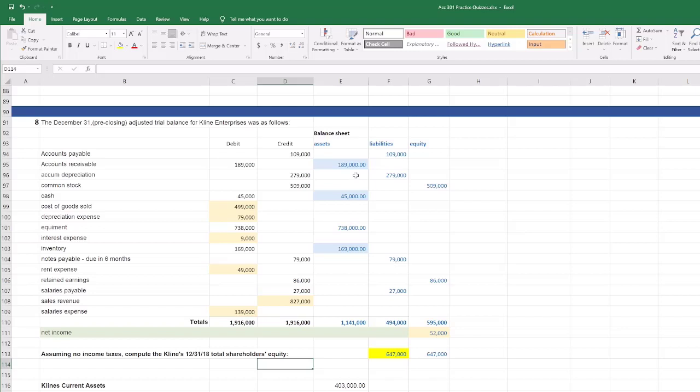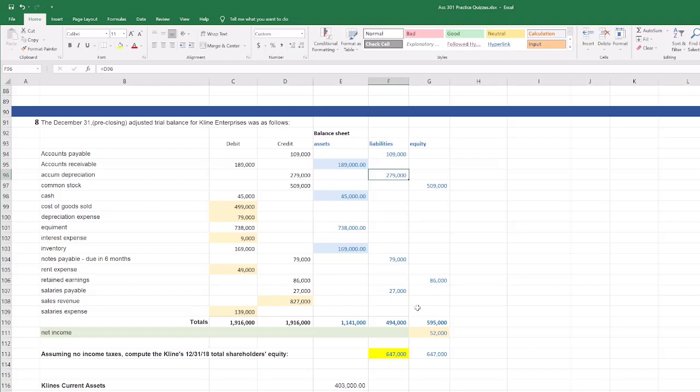Okay, so what's the shareholders' equity? We have accounts receivable, an asset. We have cash as an asset. We have equipment as an asset. We have inventory. That all totals $1,141,000. And then we have accounts payable as a liability. We have accumulated depreciation in the credit column. We have a notes payable, which is also a liability. Accumulated depreciation is a contra asset that has a credit balance. I could show it in the assets as a negative number, but I think that's confusing, so I'm just going to put it in this column over here.